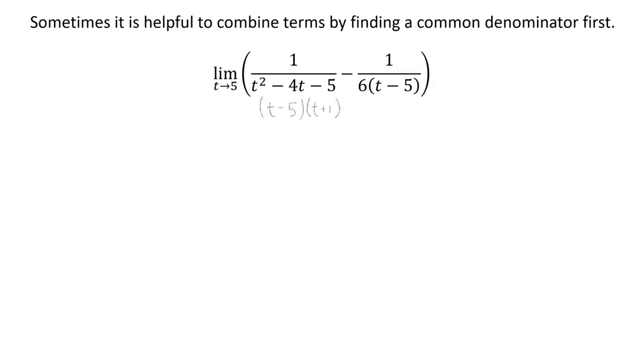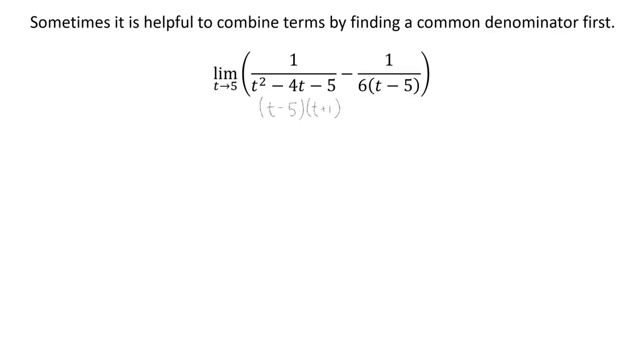So let's do that. To find a common denominator, let's first make sure that both of our denominators are in factored form. The factored form of t squared minus 4t minus 5 is t minus 5 times t plus 1. And our other denominator is already in factored form.